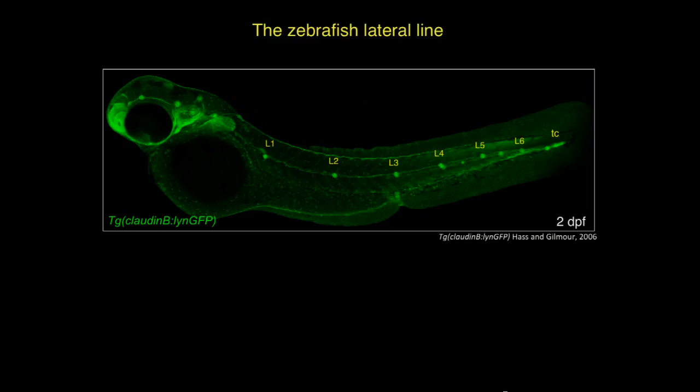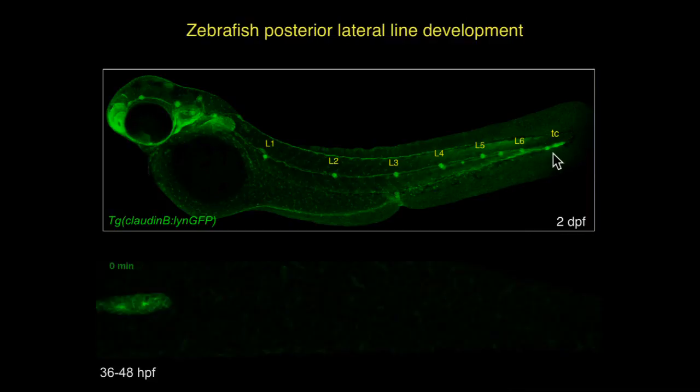So I am using development of the zebrafish lateral line as a model to study collective cell migration during embryonic development. And what I'm showing you here is a 2-day-old zebrafish embryo labeled with the transgene claudin B, which very nicely marks the newly developed lateral line, a series of mechanosensory organs arrayed along the trunk of the embryo. Usually by 2 days post-fertilization, there are approximately 5 or 6 of these mechanosensory neuromasts, as well as a cluster at the end of the tail called the terminal cluster.